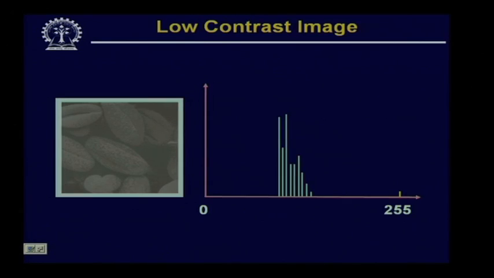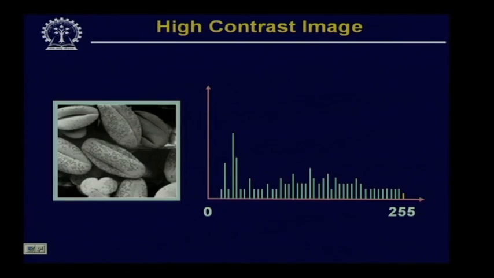Then the next image shows pixels having intensity values in the middle range, but the range of intensity values is very narrow. As a result the image is neither very bright nor very dark, but at the same time, because the dynamic range of the intensity values is very low, the image contrast is very poor.